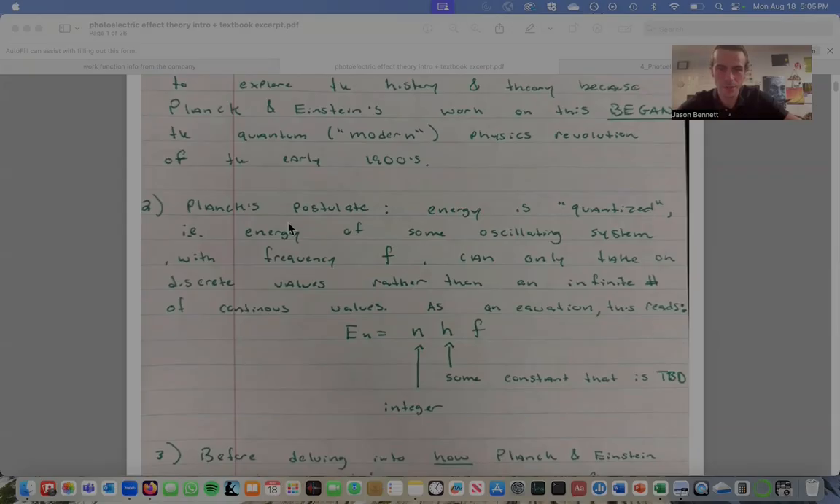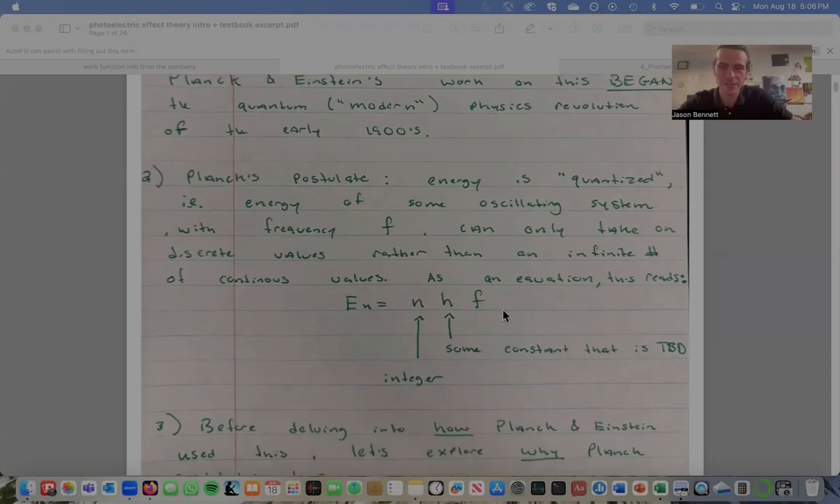So what did Planck start with? Planck's postulate was that energy is quantized, i.e., if the system is oscillating, then it's oscillating with some frequency, and that energy is correspondent to that frequency. In other words, it can only take on discrete values. That's another way to say quantum: 1, 2, 3, 4, versus classical, 1.1245. It's this discrete versus continuous. So this is the equation for it, but this is not super useful for us at the moment.